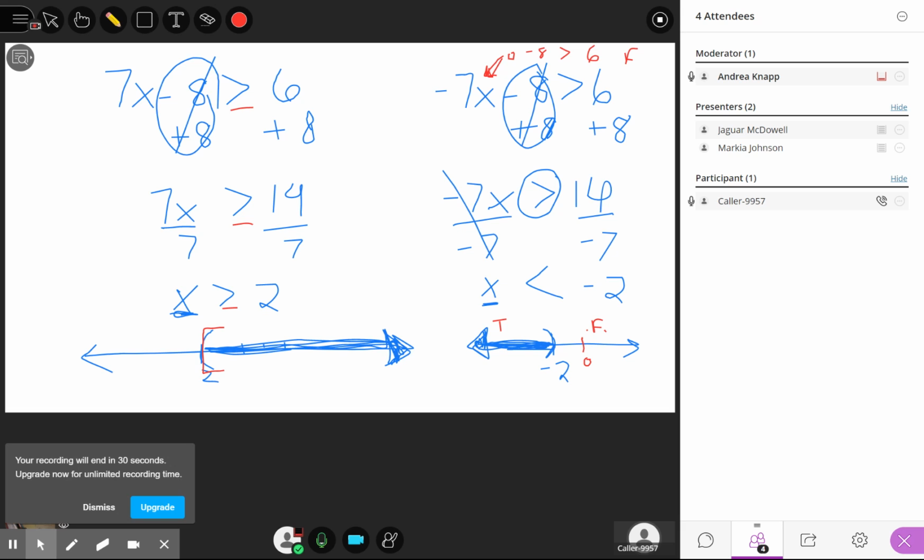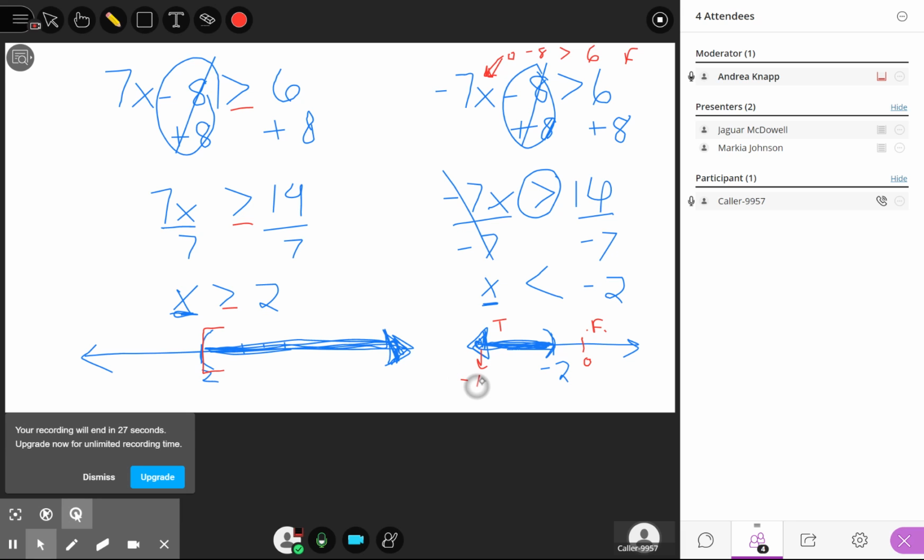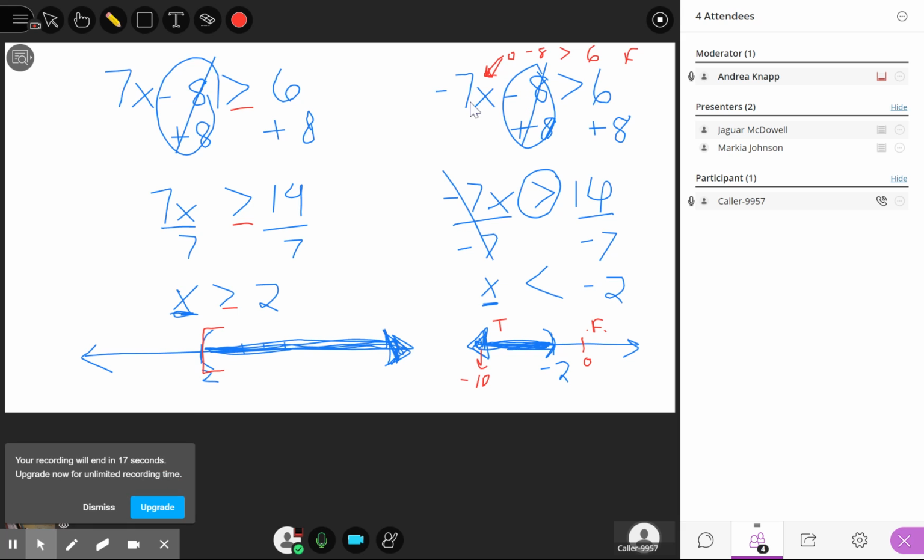We could pick a number out here. We could try something like negative 10. If we put a negative 10 in for x, then you'd have negative 7 times negative 10 is positive 70. Minus 8 is 62, and that is greater than 6. So you can see to the left of the negative 2 is correct. We also have to check the sign.